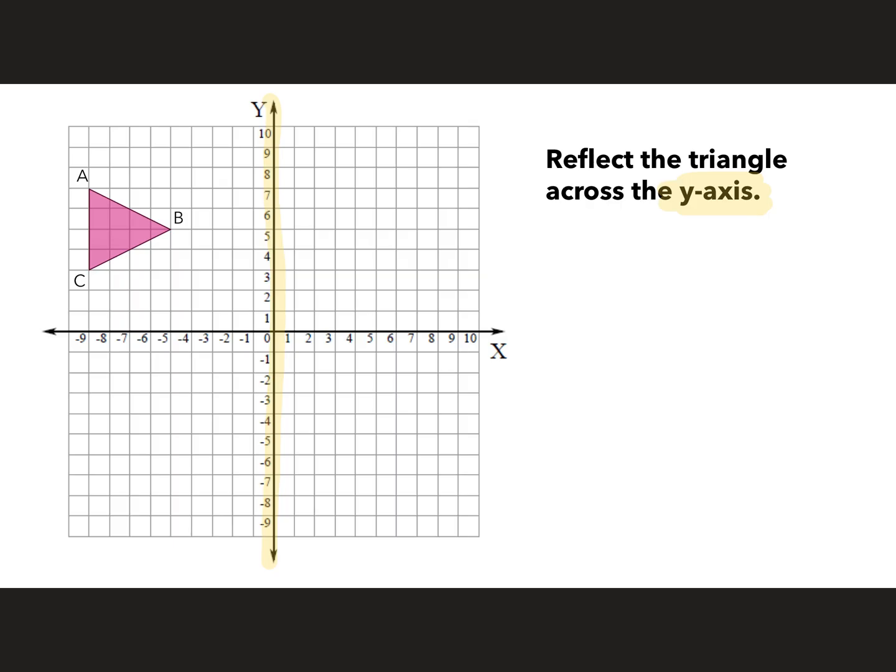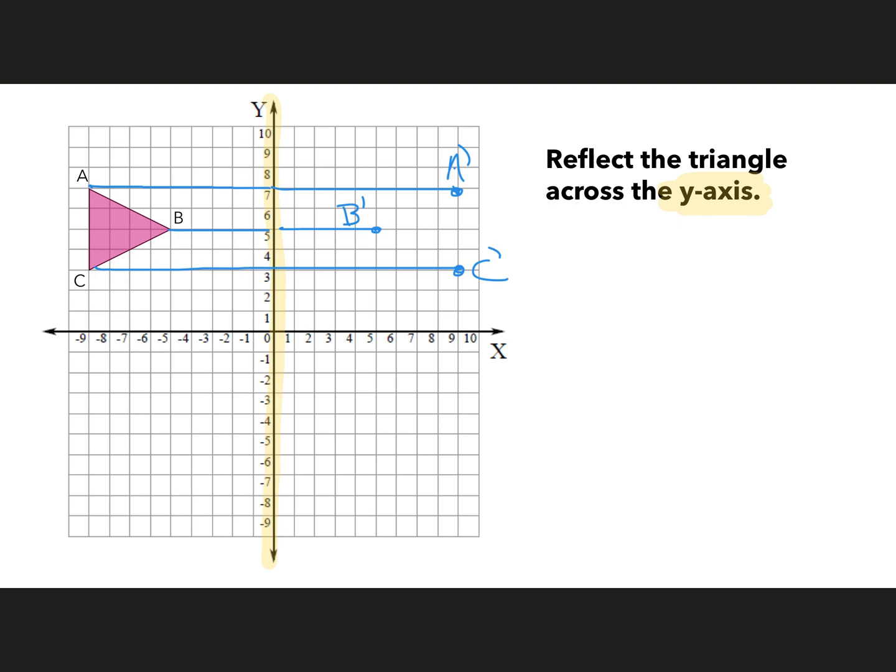This letter A is how far from the y-axis? 1, 2, 3, 4, 5, 6, 7, 8, 9 units away. So it's just going to go 9 units the other direction. 1, 2, 3, 4, 5, 6, 7, 8, 9. And that would be where my new A is. The B is 1, 2, 3, 4, 5. So I'm going to go 1, 2, 3, 4, 5. And then finally C is the same distance as the A. So I'll make that a little bit faster.